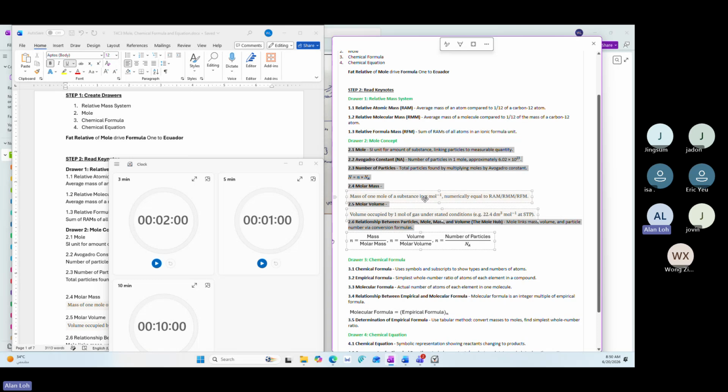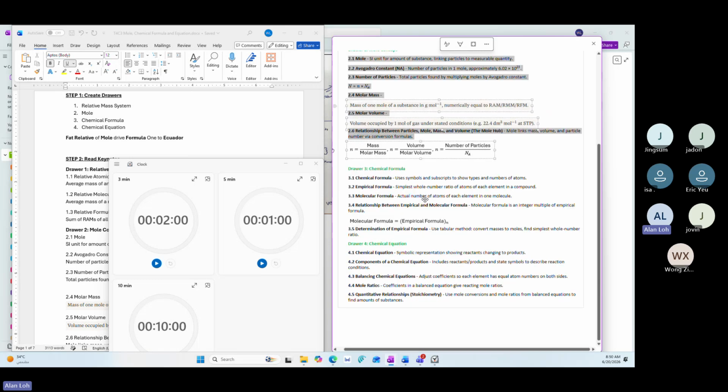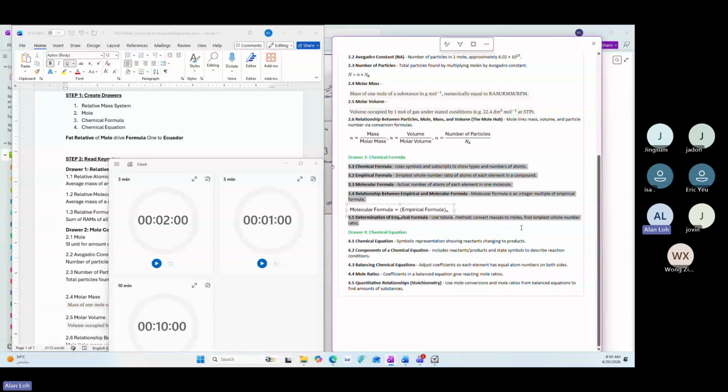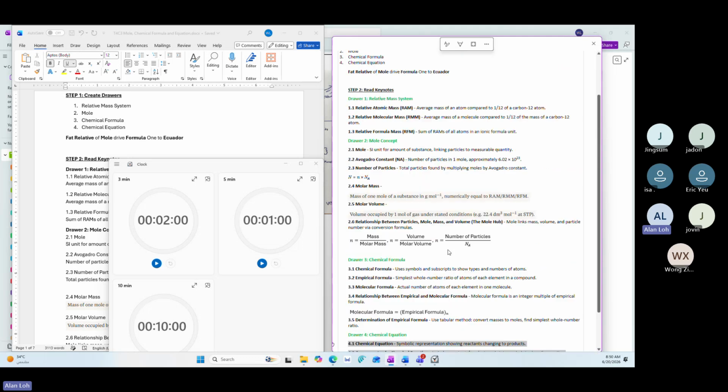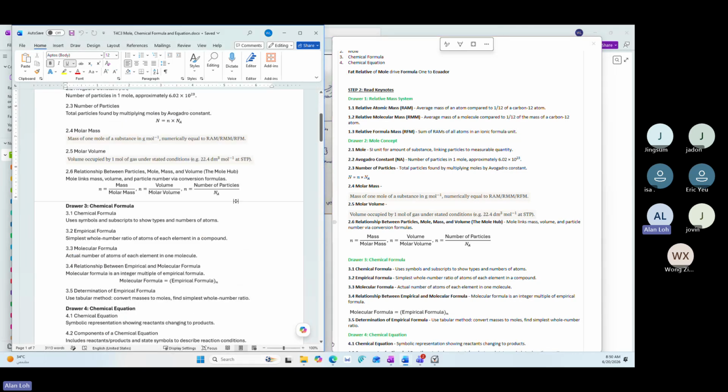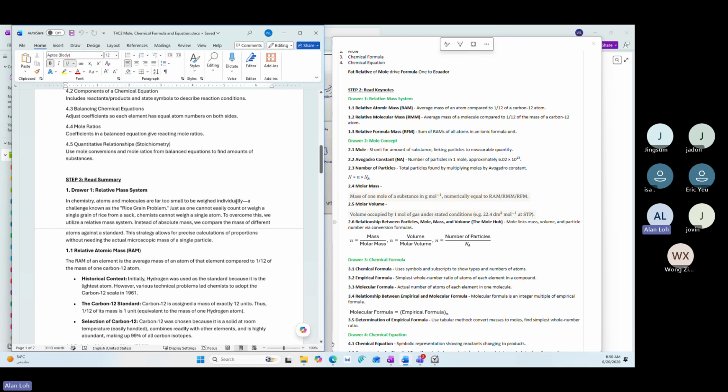Then chemical formula. How do we read a chemical formula? This chapter is not to teach you how to create a chemical formula, but how to read it. Different symbols, different subscripts or different number ratios each have their own definition and their own value. Then also equation. Once you form the formula, then of course there's the equation, right? So that is about this chapter. So let's continue.